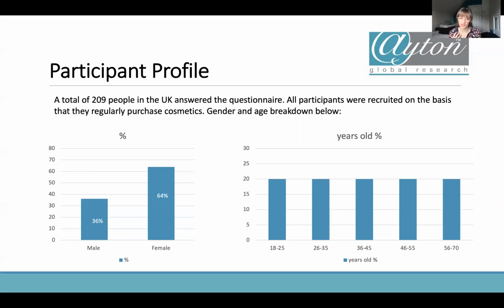We did a bit of an age and gender split. So we had 36% male, 64% female, just because we found that a lot more females were purchasing cosmetics in the UK. And we did a really even age split across different age groups. So we had 20% from 18 to 25 and so on up until 70 years old, just to give us a really good reflection of all different age groups. We didn't want to just gather data from one specific group. And it also meant that we were able to break down those age groups and have a look if there were any differences.